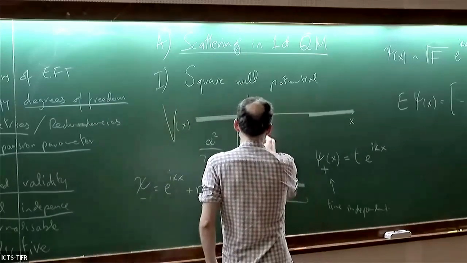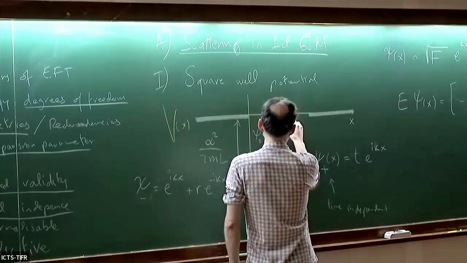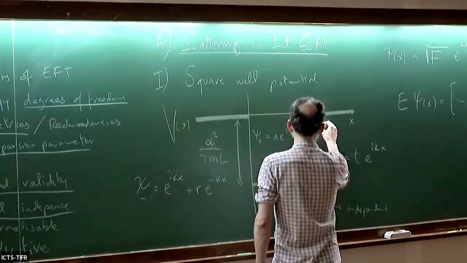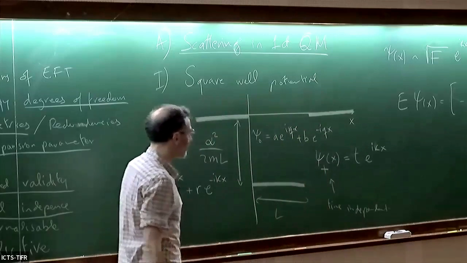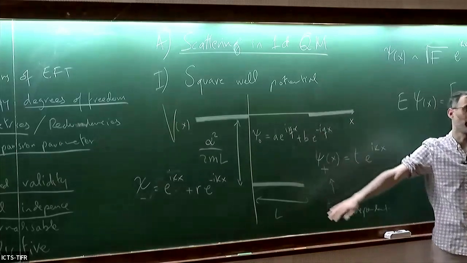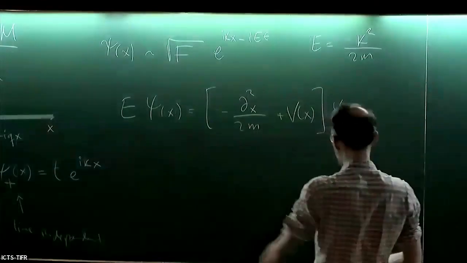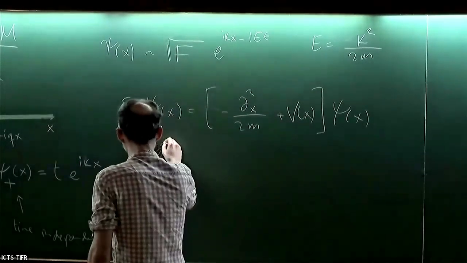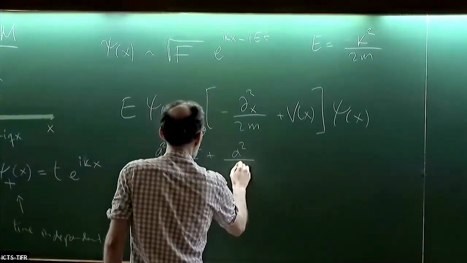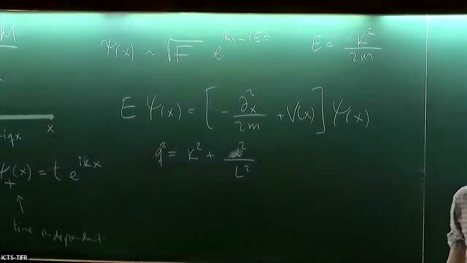In the middle, we'll have phi naught, which is just going to be some a e to the iqx plus b e to the minus iqx. In that regime we have a different momentum q, because there's that well in there. But within the well it's just a flat potential, so the solution is also plane waves. Only now q squared, you can work it out, is k squared plus alpha squared over L squared.